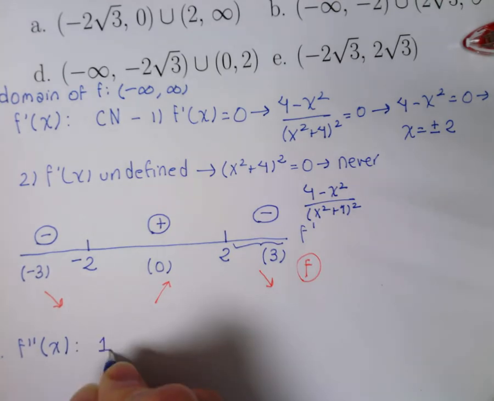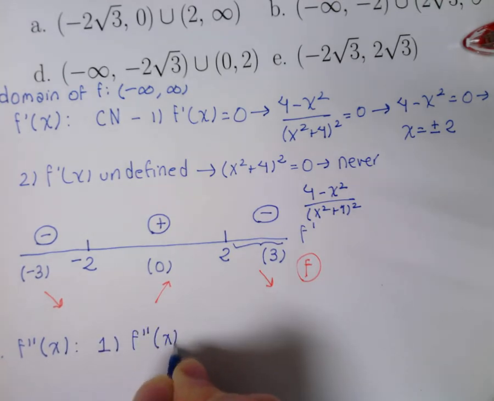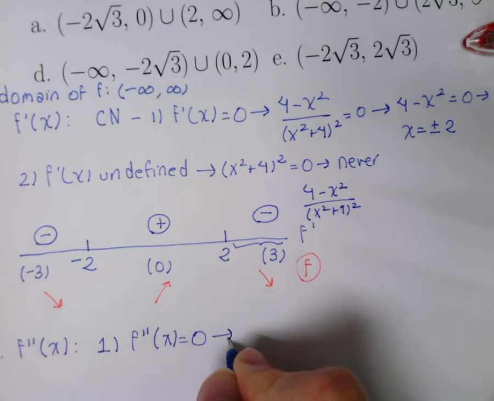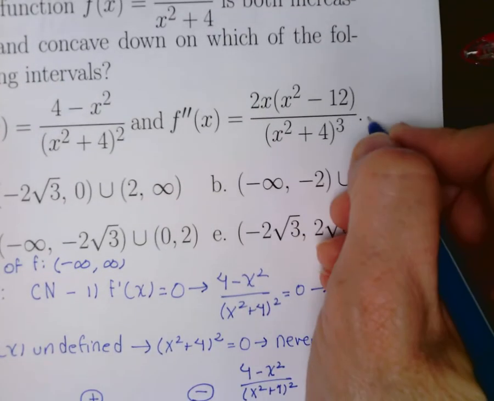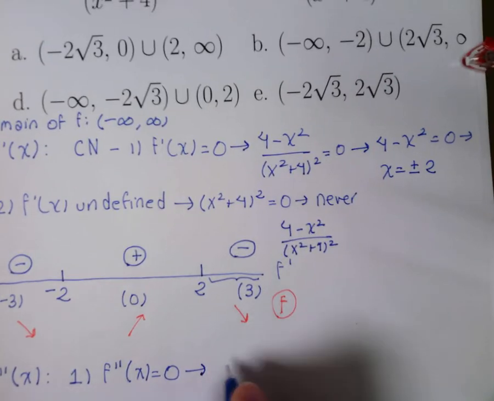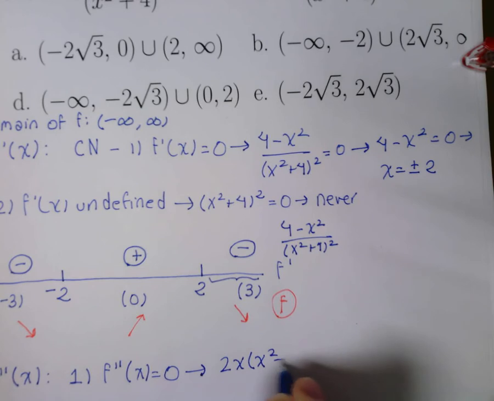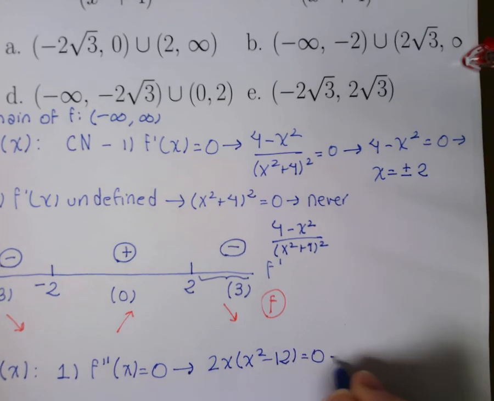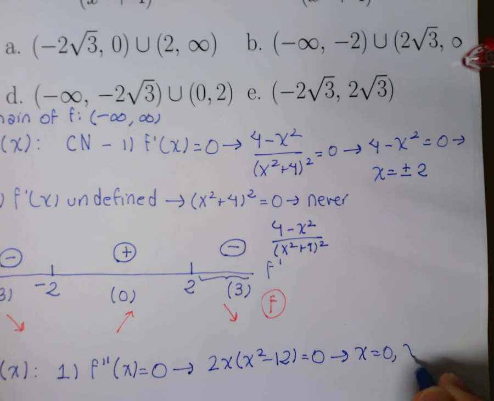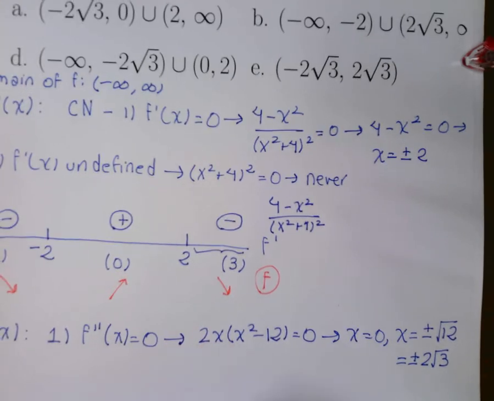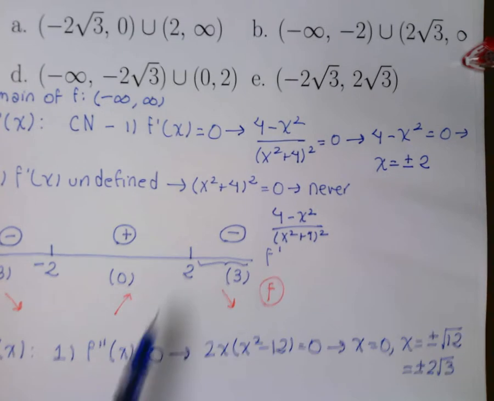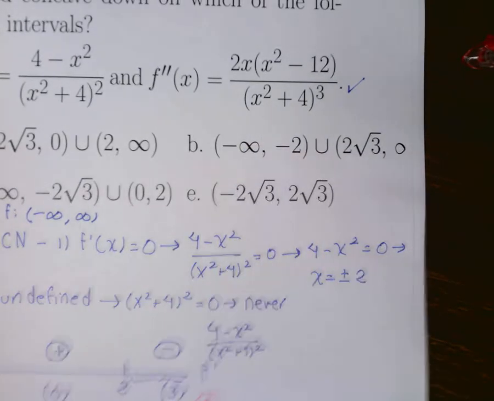And again, we set f double prime of x equal to 0. And that's where the numerator of that derivative is equal to 0. So 2x times x squared minus 12 is equal to 0. So x equals 0, or x equals plus or minus the square root of 12. The square root of 12, 12 is 4 times 3, so it's plus or minus 2 square roots of 3. That's going to be important when we compare the two number lines. Okay, and of course, f double prime of x is also always defined.